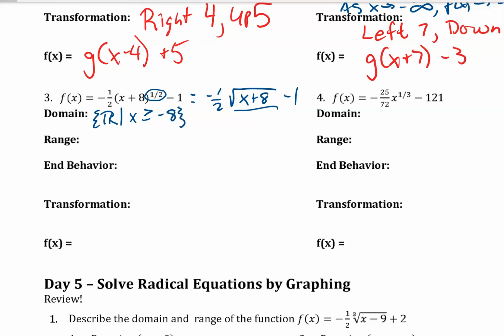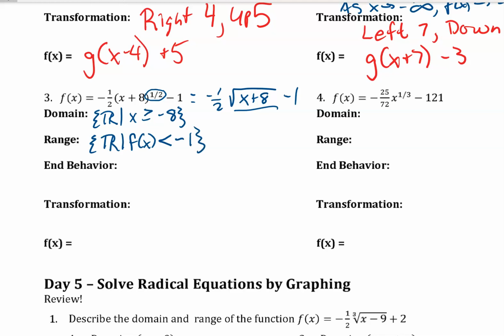If x was negative 8, negative 8 plus 8 is 0, times negative 1/2 is still 0, minus 1 is negative 1. What if x was minus 4? Minus 4 plus 8 is positive 4, times negative 1/2 would be negative 2. Minus 1 is negative 3. So that's smaller. So my range would be all real numbers such that f of x is less than or equal to negative 1.